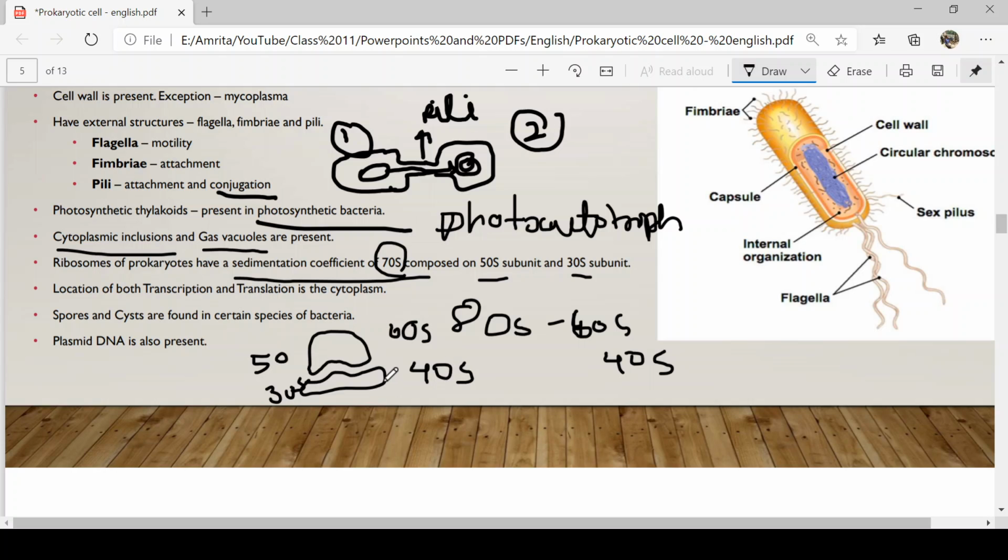But if I'm separating it out into 50 and 30, now I don't know if it's 50 and 30. I know there is a bigger subunit and a smaller subunit. Now if I've separated it out and I'm seeing where exactly it's settling, the bigger subunit will settle at 50 and the smaller subunit at 30. So this is why we have 50S and 30S. Similarly, it goes for the eukaryotic cell as well. So don't try to add it up ever. 50 plus 30 or 60 plus 40 is not to be done.